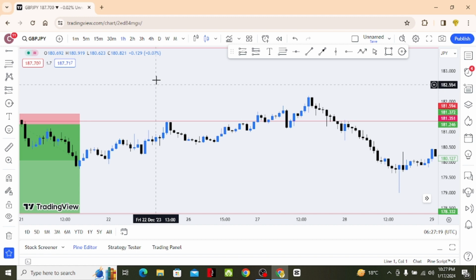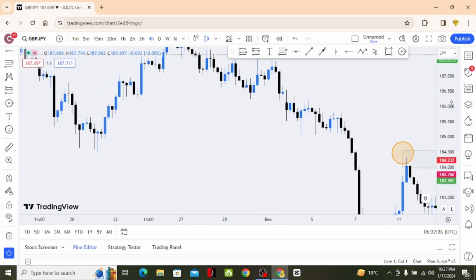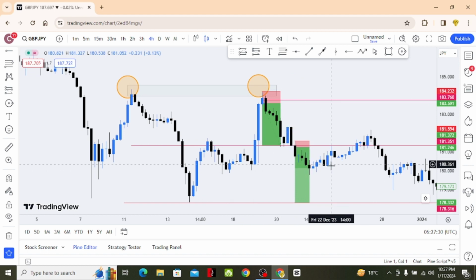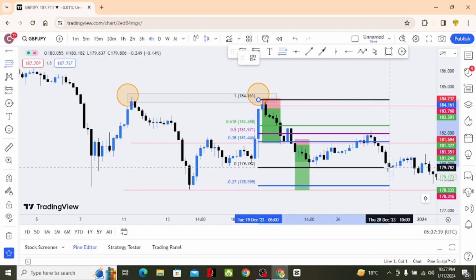Okay, guys, for my third entry, I will go to the 4 hour time frame. This is what I usually do. When I go to the 4 hour time frame, I want to wait for a retracement. I want to see price retrace. For my third entry, I will bring out my Fibonacci retracement tool. I will draw from the high to the low.